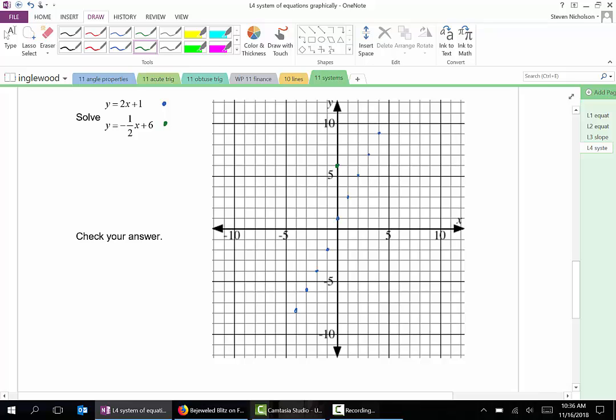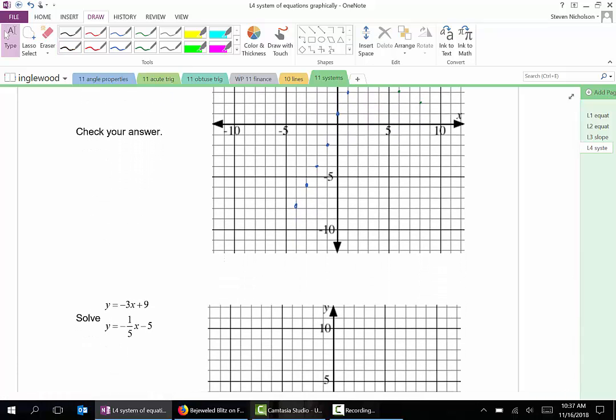And the green, we have a y-intercept of 6, down 1 right, down 1 right, down 1 right, and up 1 left, etc. And again, as you see, at this point right here, which is 2 comma 5, we see that these two lines intersect. And that is going to be the solution to this system. It is the only x and the only y that make those two work at the same time. But again, we always want to check our answer.